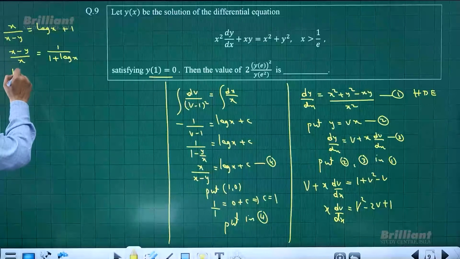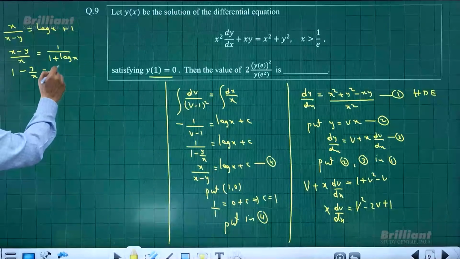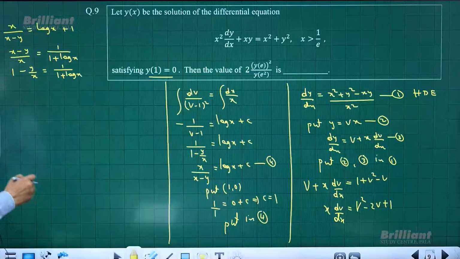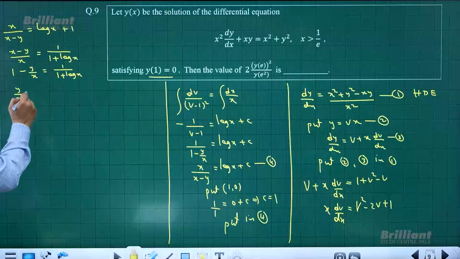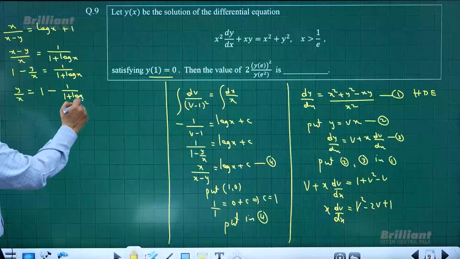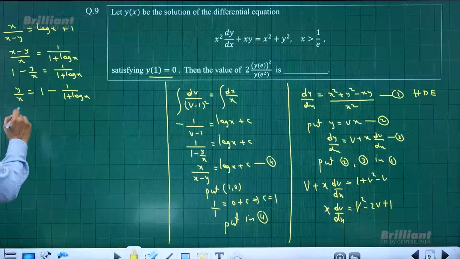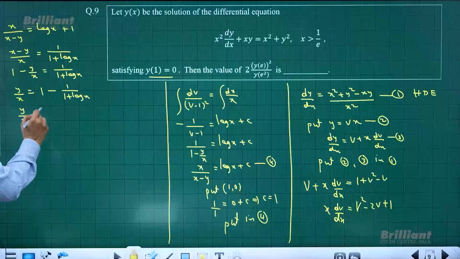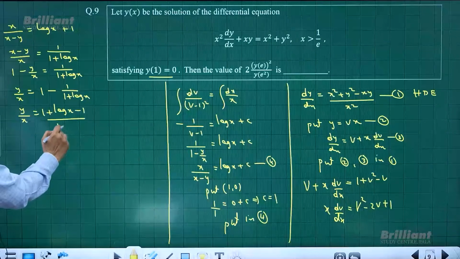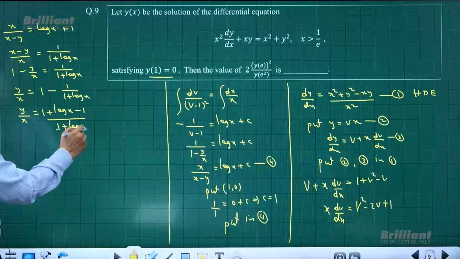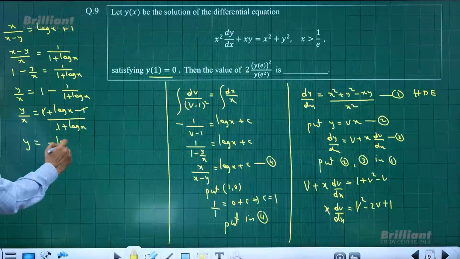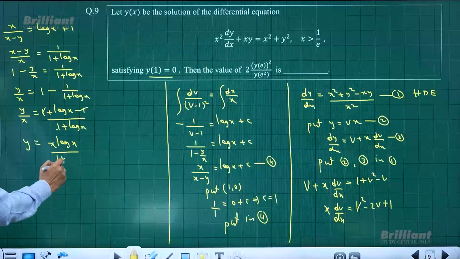x by x, 1 minus y by x is equal to 1 by 1 plus log x, right? So y by x is equal to 1 minus 1 by 1 plus log x. LCM: y by x is 1 plus log x minus 1 by 1 plus log x. So 1 cancels, x cross multiply, x log x by 1 plus log x. This is the function.